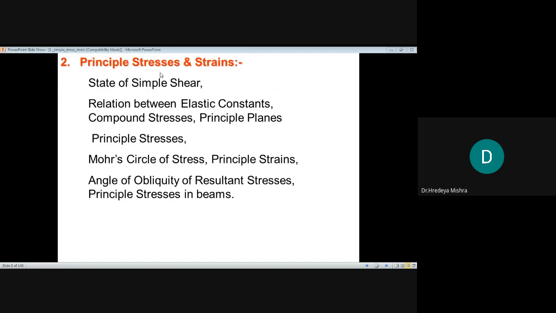Principal stresses and strain, state of simple shear, relationship between the elastic constants, compound stresses, principal plane, principal stresses, Mohr's circle of stresses, principal strain, angle of obliquity of resultant stress, principal stresses in the beam.